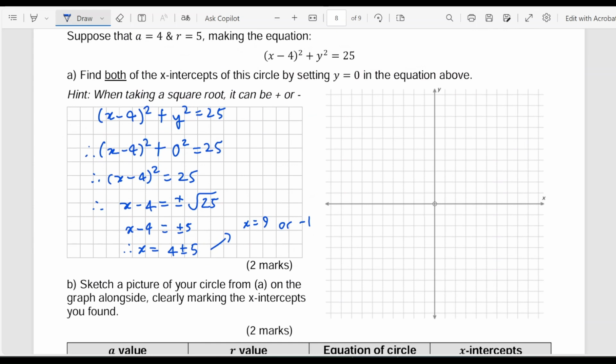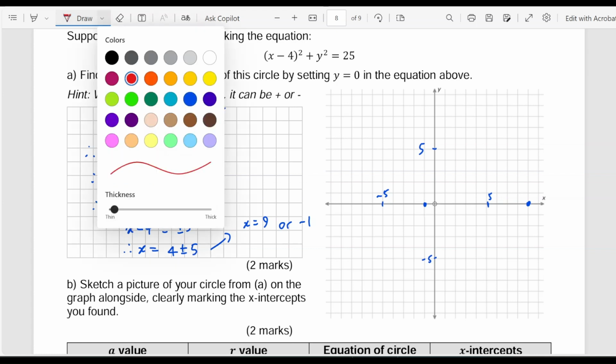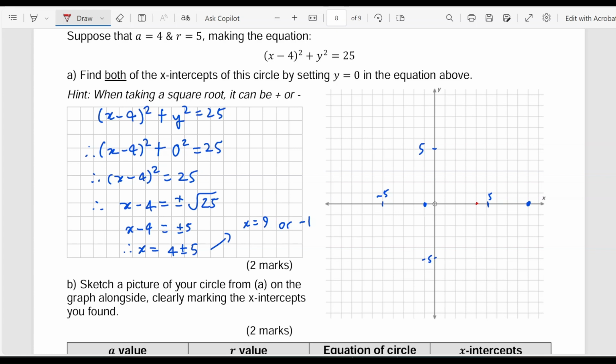All right, so now we're going to graph our circle. So we're going to put in -1 here, and we're going to put 9 there. And let's just make sure that we've got 1, 2, 3, 4 scales on our axes. Now our circle is going to go through that. It's got a radius of 5, so the center of this circle is at 4, so it's just there, and the radius is 5. So it's actually going to go up to that and down to that, and then this is what our circle will look like.